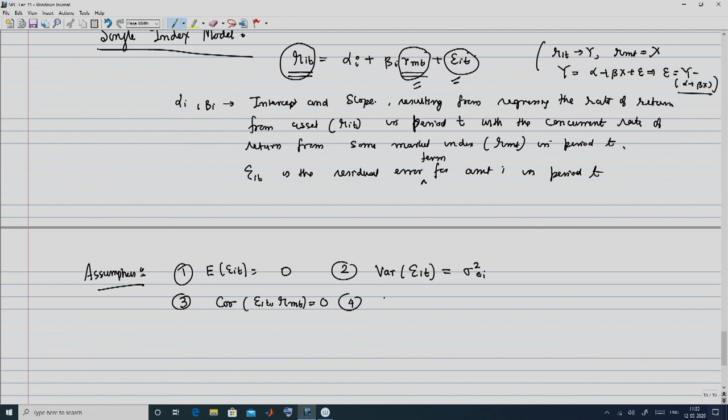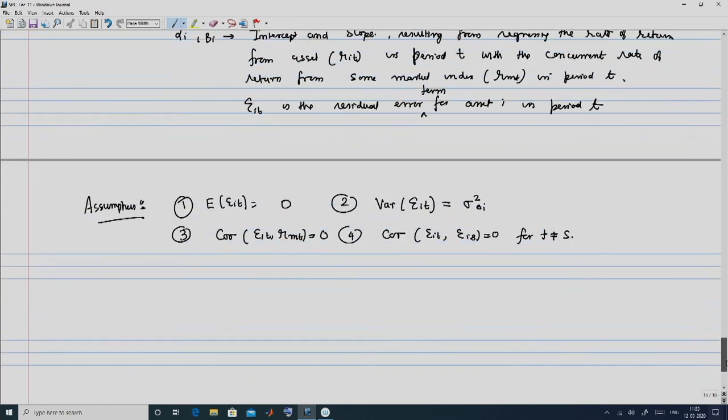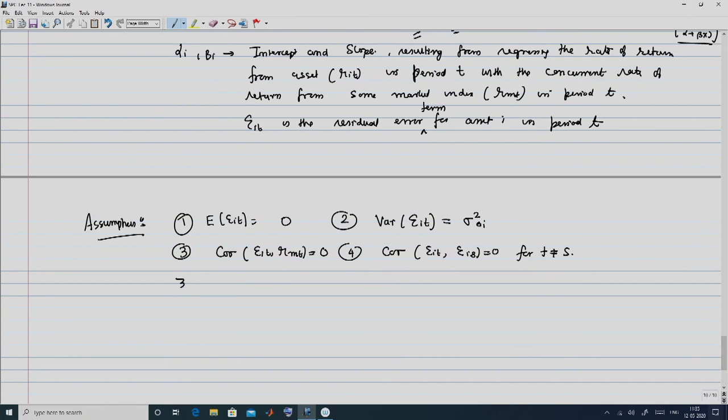The next thing I will do is take the covariance of epsilon IT and epsilon IS equal to 0 for T not equal to S. That means they are serially uncorrelated, that means they are sort of time independent. And the last property that we can state is the covariance of epsilon IT and epsilon JT. That means the residual errors of different assets will be 0. That is, they are uncorrelated.